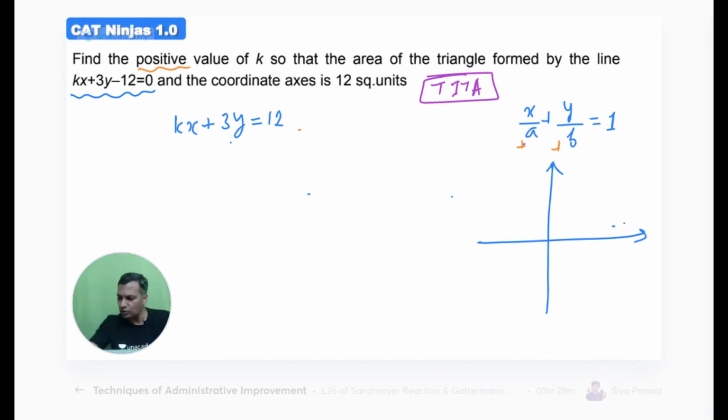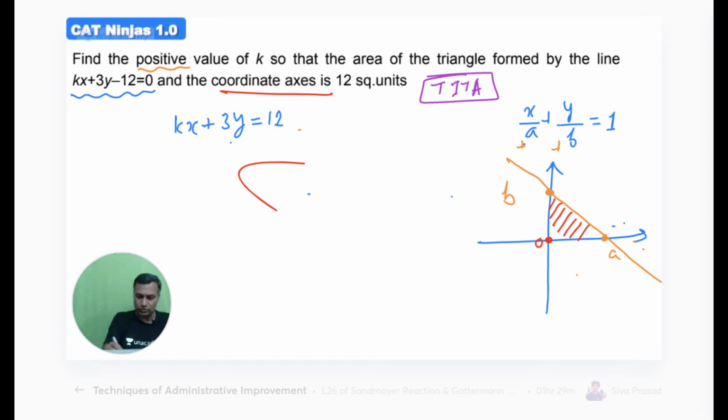If both are positive, the x-intercept would be somewhere here, called point A. The y-intercept would be somewhere here, called point B. This is the straight line I'm talking about. If I know the intercepts as A and B, this is how I have drawn this particular graph. With the coordinate axes, x-axis and y-axis, this is the area of the triangle the author is talking about.